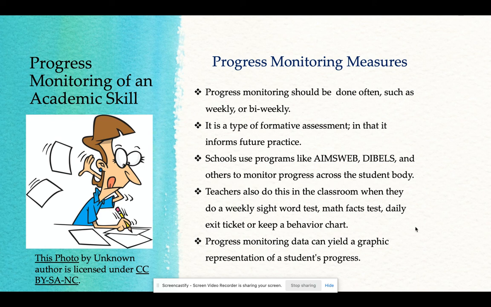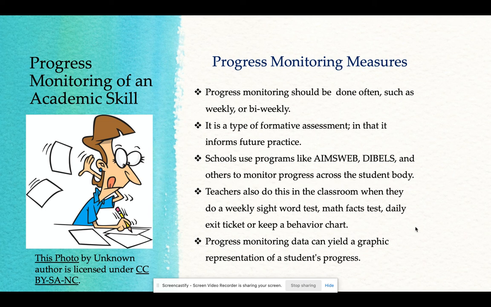Schools use programs like AimsWeb and DIBELS and others to monitor progress across the student body. And these can help with different areas such as reading and fluency with their reading, and math and writing. So anyways, they can be very helpful, and different school districts use different ones. Teachers can also do this in the classroom when they do weekly sight word tests, math facts tests, daily exit tickets, or keep behavior charts.